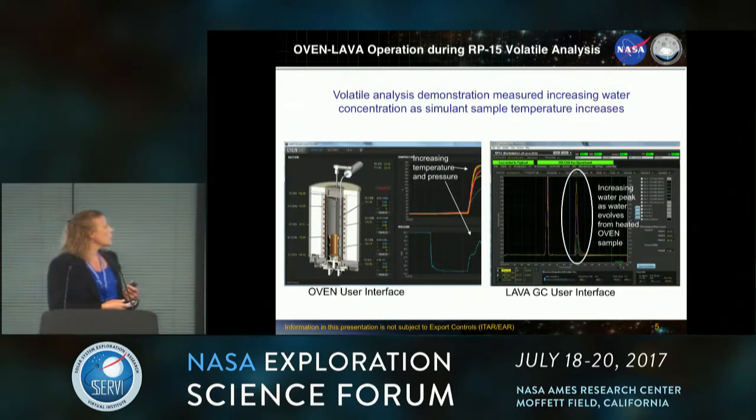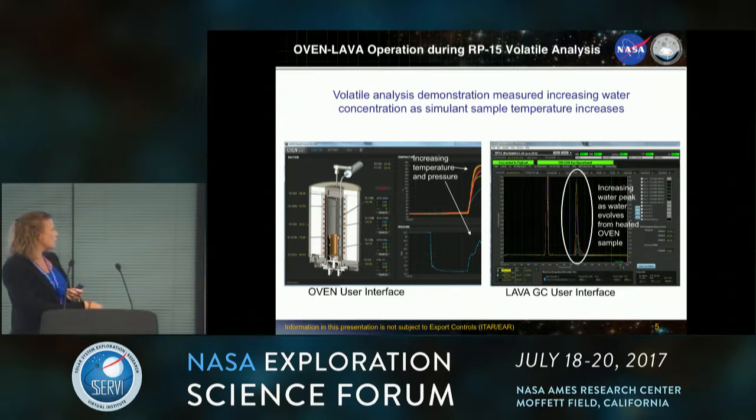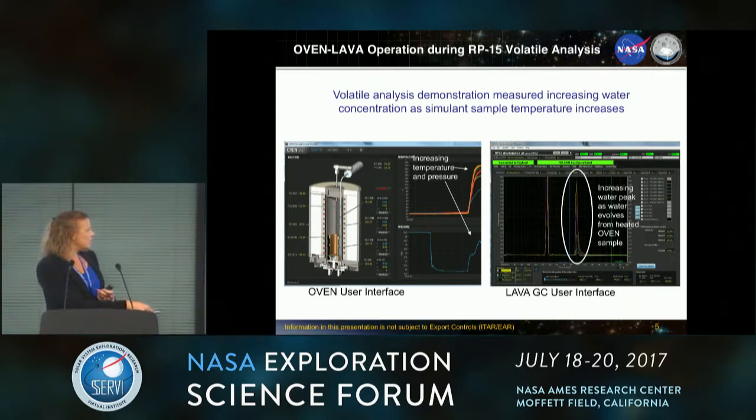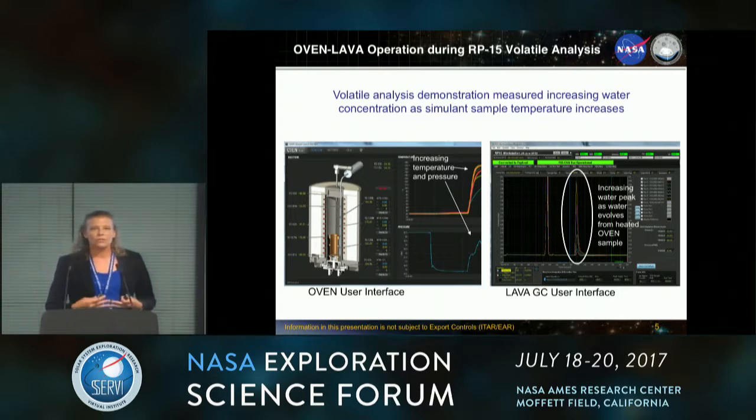So I just wanted to show this information. This is the volatile analysis system that we performed during RP15. So here we have the oven subsystem. We have this crucible that is in the reactor station. It's heating the sample up. We can see here as we're heating the sample up, we're building pressure. And it might be kind of hard to see, but this is the GC interface right here. And what we have is increasing water peaks as the gases evolved from the lunar regolith. So this is really what we expect to see on the lunar surface as well.